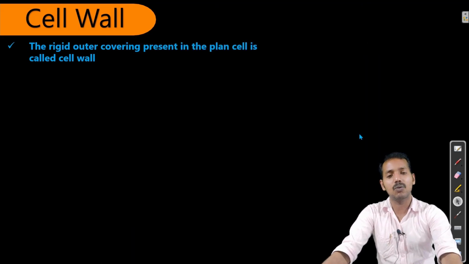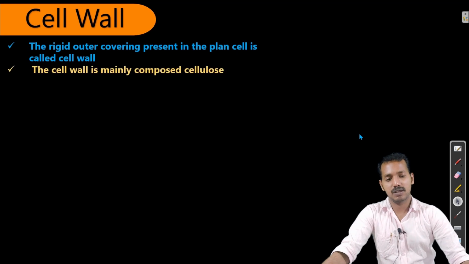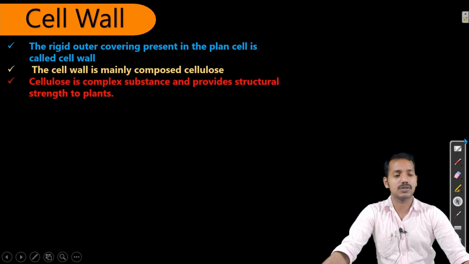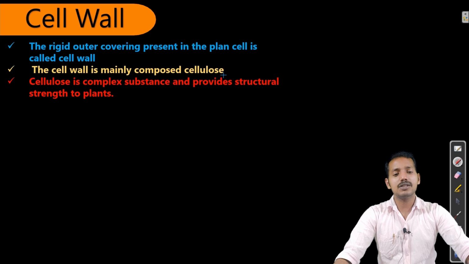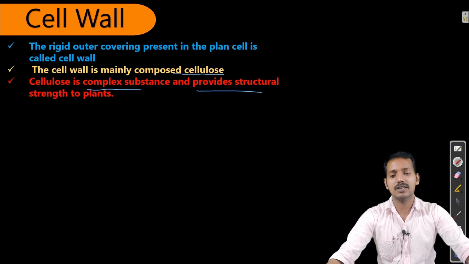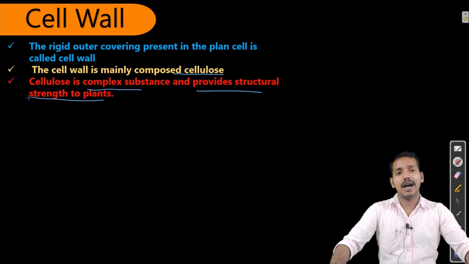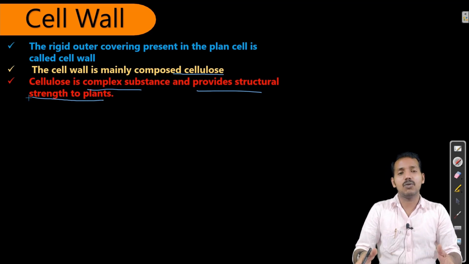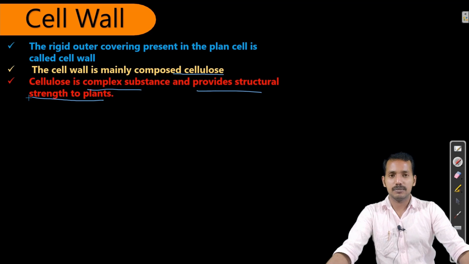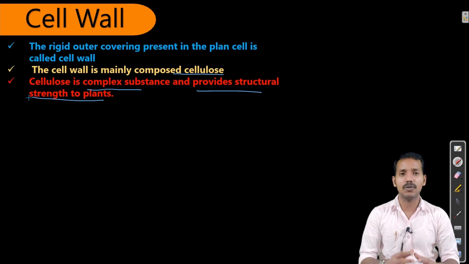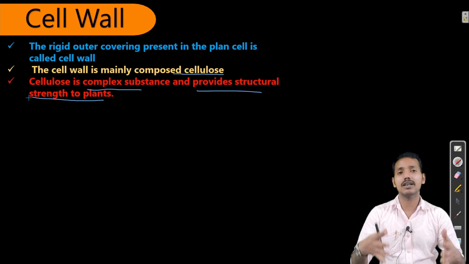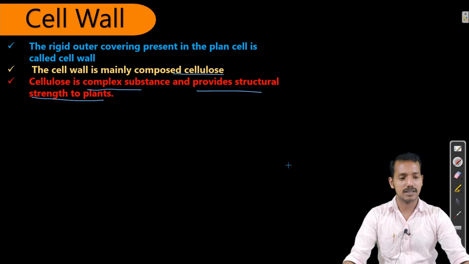Then how does this cell wall become so rigid? The reason is that it is composed of cellulose. Cellulose is a complex substance and provides structural strength to plants as it makes a layer called the cell wall around the plasma membrane. We know that cellulose is a natural fiber or polymer which is made up of glucose. Because of that, it has become rigid and provides structural support for the plant cells.